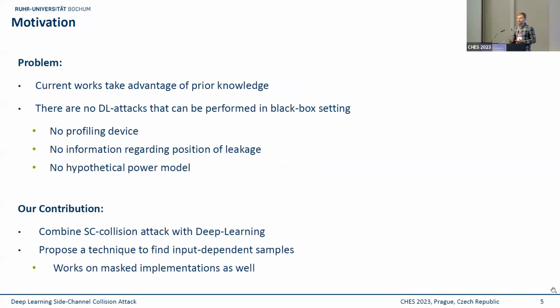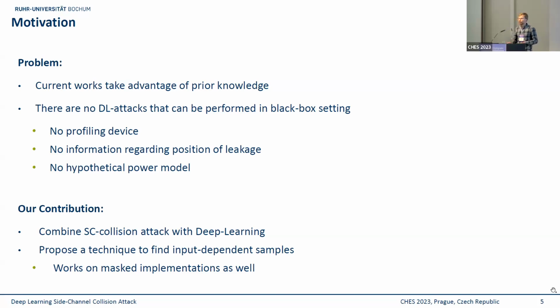So when looking at existing attacks, we can see that they all take advantage of some prior knowledge, making them not applicable in a black box setting. A black box adversary does not have any access to a profiling device. He does not have any information regarding the position of the leakage. And he also does not have any knowledge about the relation between the power consumption and the processed values.